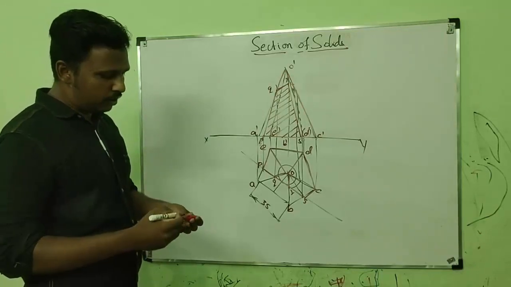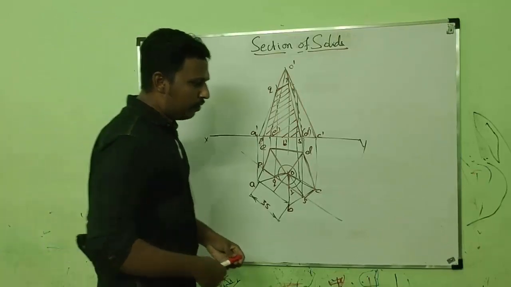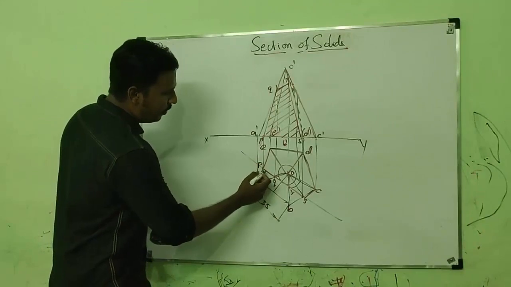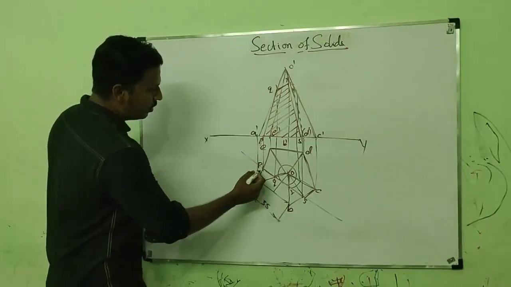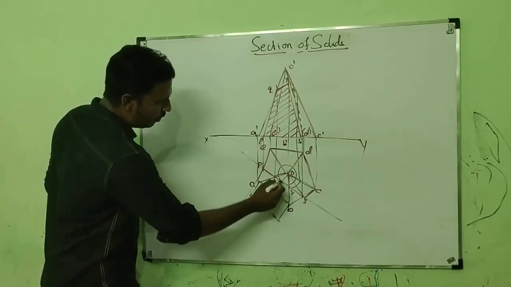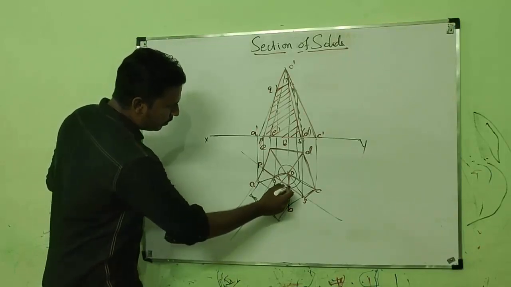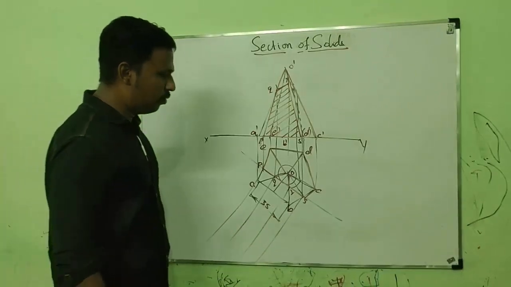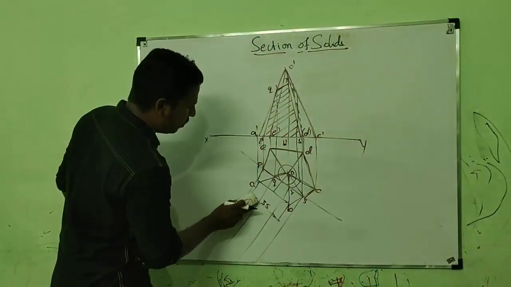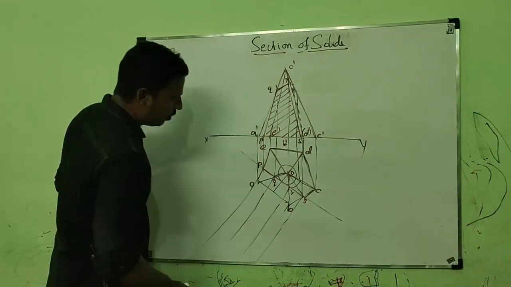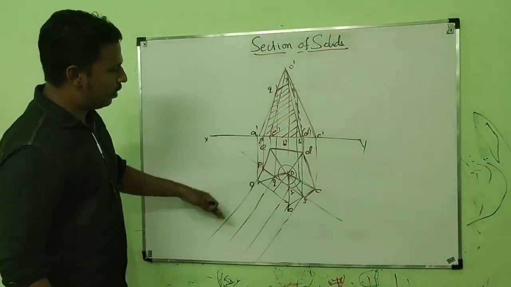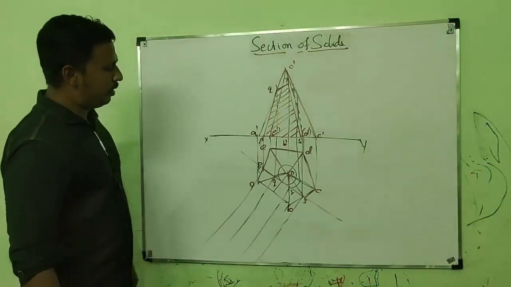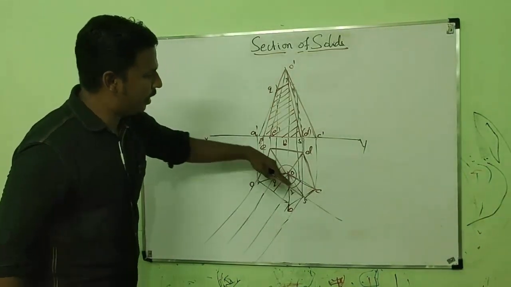Then we have to draw the true shape of the section. For that we have to draw perpendicular lines from all the cut points. Here we have 4 cut points P, Q, R and S. From those 4 points we have to draw perpendicular lines. As I have no space, let us start this. Okay, I have drawn perpendicular lines from the 4 cut points. The lines should be perpendicular to the cutting plane.